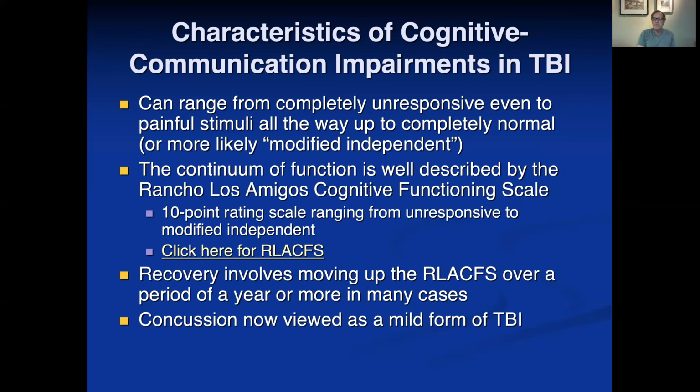Rancho Los Amigos is a very, very large facility, I think 3,000 beds, but it's huge. It occupies acres, actually. It's located in Downey, and they do all kinds of different rehab, like spinal cord injury and traumatic brain injury, certainly stroke rehab, all kinds of things. But the scale was developed there in the early 70s and modified in 1997. It's a 10-point rating scale ranging from unresponsive to modified independent.